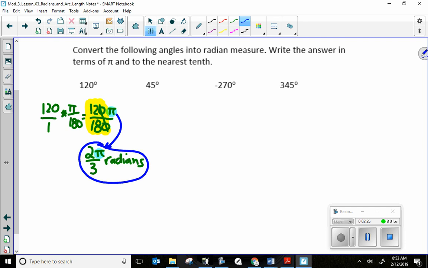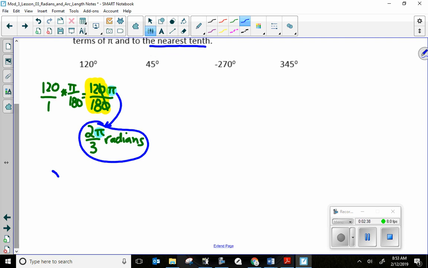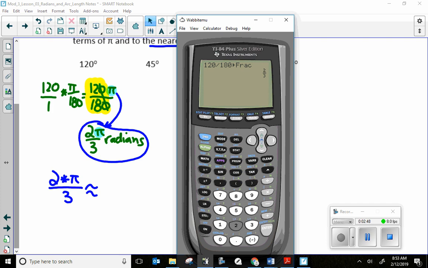That's exact. Now, if they want it rounded to the nearest tenth, obviously you need to incorporate pi. You need to calculate pi in, because pi brings your decimal in. So I take 2 times pi in the calculator and divide that by 3, and I'm going to round that to the nearest tenth.